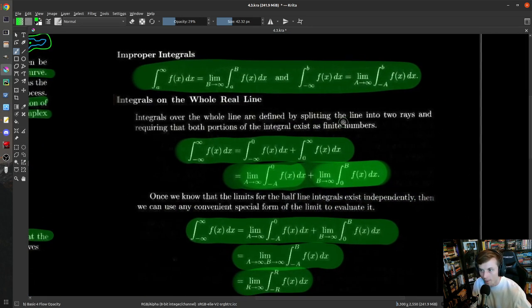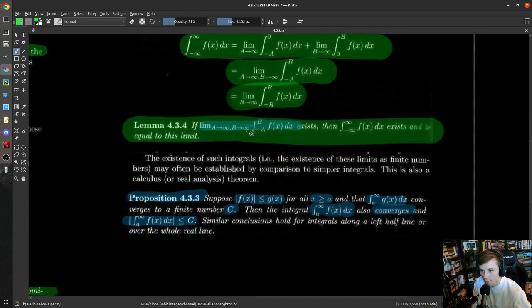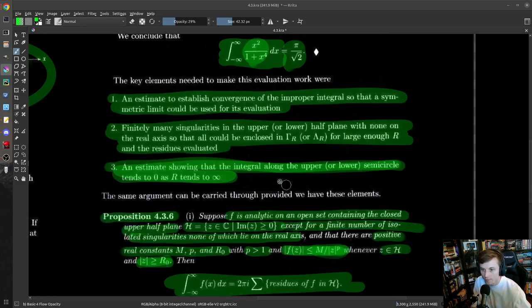Then we started to talk about improper integrals a little bit. We just briefly reminded ourselves about what they are. Remember that an improper integral on the whole real line is defined in terms of improper integrals on each half of the real line, and these are each defined in terms of limits. Okay, cool. So if those converge, then we're good to go. We got a few different little results that we needed for things yesterday.